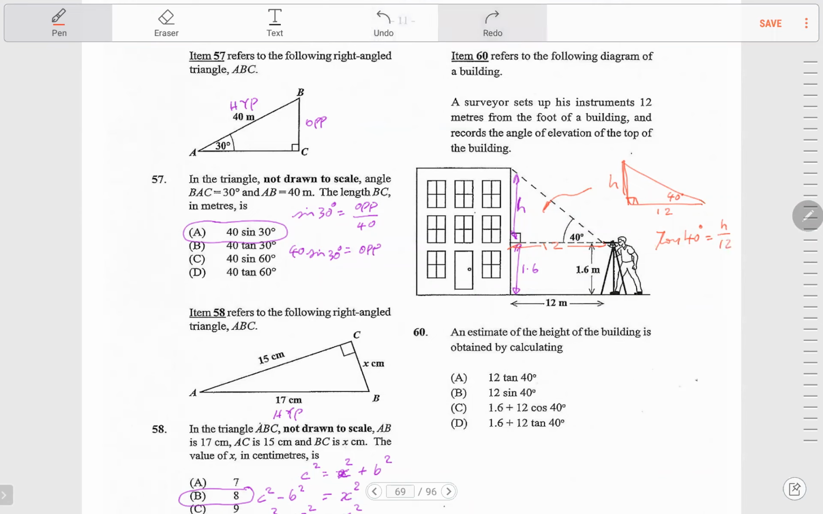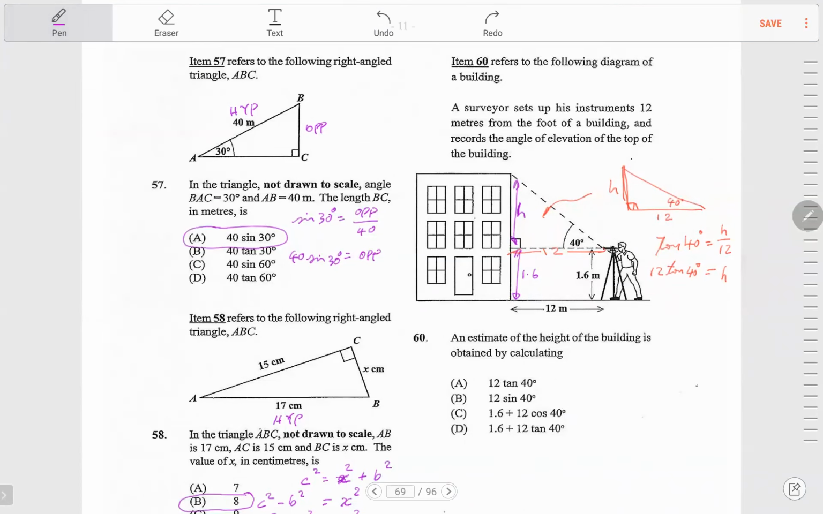All right, so the small height in the triangle becomes 12 tan of 40 degrees. And therefore the overall height is the 12 tan of 40 up here plus the 1.6. So the answer is 1.6 plus 12 tan 40. Hope you understand it: 1.6 at the bottom down here plus this h, which will work out to be 12 tan 40. So that is 1.6 plus 12 tan 40.